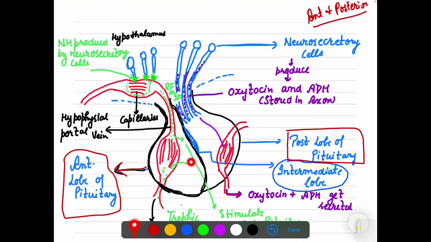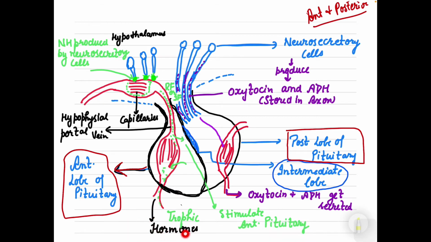From this anterior lobe of pituitary, now this anterior lobe will get stimulated and trophic hormones will be released by it. It can be prolactin, it can be TSH, it can be ACTH, it can be FSH. These are the anterior lobe of pituitary hormones, which we call trophic hormones.